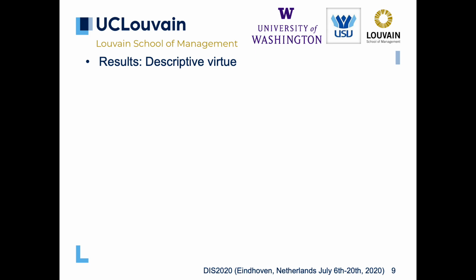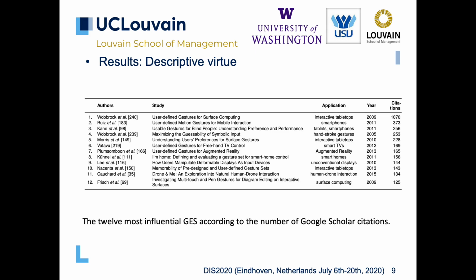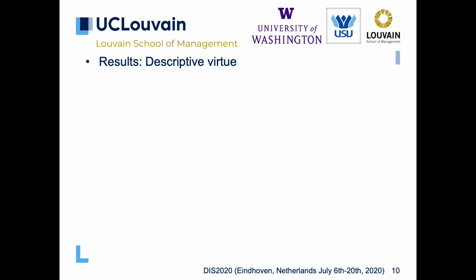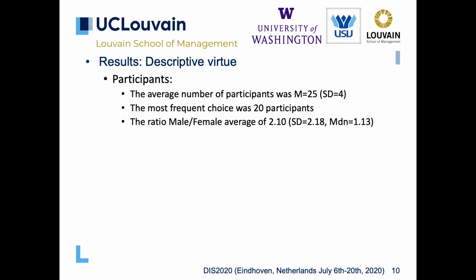In this table, there are the 12 most influential GES, each study with its authors, title, application, year, and citations in Google Scholar. About the participants, we found the average number of participants was 25, the most frequent choice was 20 participants, and the male-female ratio averaged 2.10.